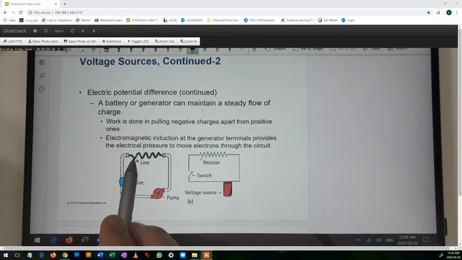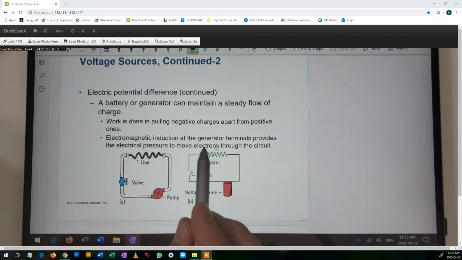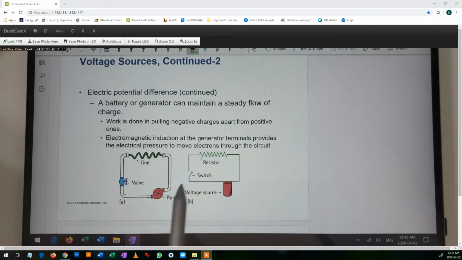The line to transfer the water is the resistance, the electrical resistance, and the pump is the battery. Here he drew a voltage source, but the battery will die eventually. So if you want a continuous source of voltage, you put a power supply instead of a battery.